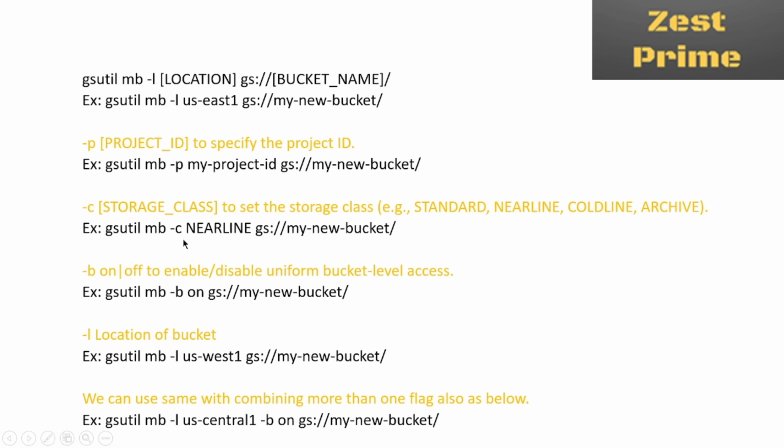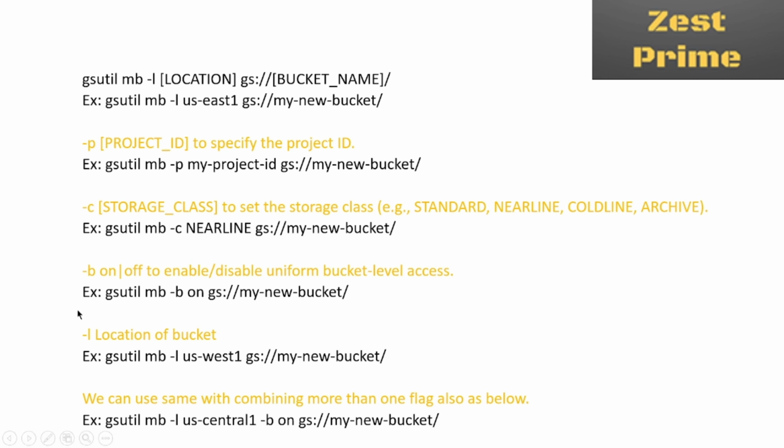The second option is hyphen c. If you want to pass a different storage type, like standard, nearline, coldline, or archive, you can pass hyphen c and the corresponding storage class which you want to define. And all these are optional. If you are not passing them, it will take a default value.